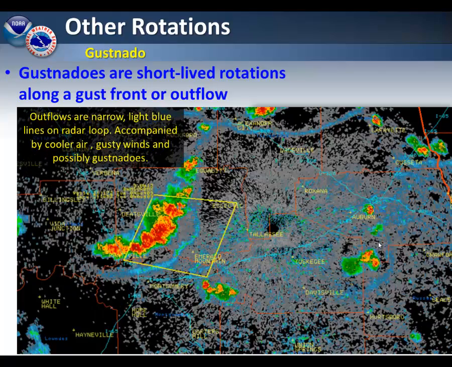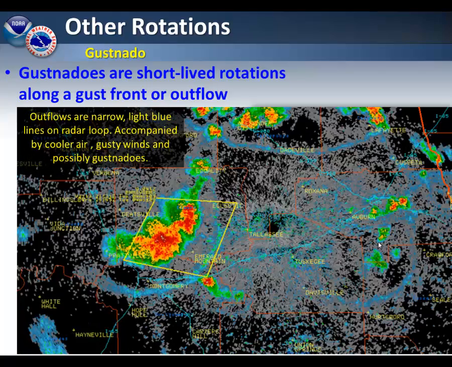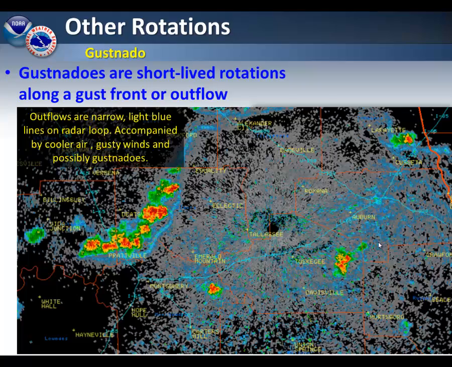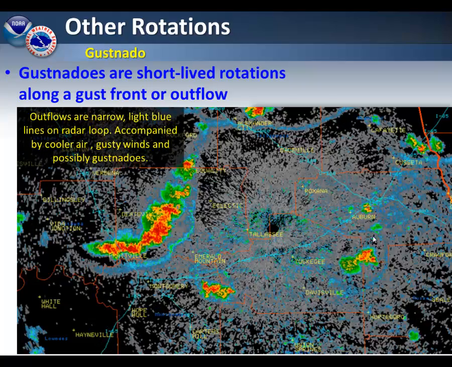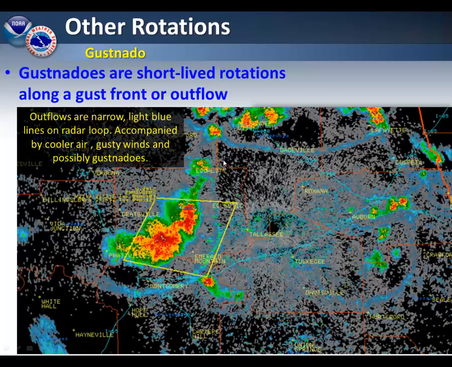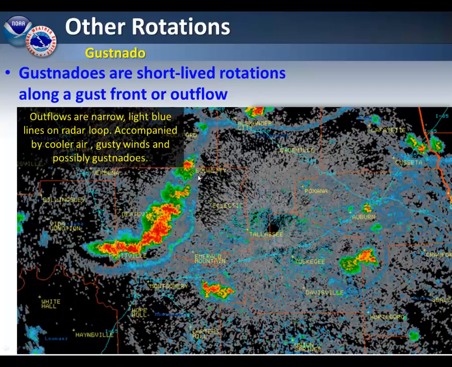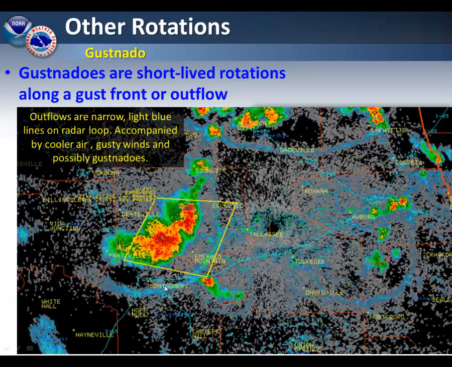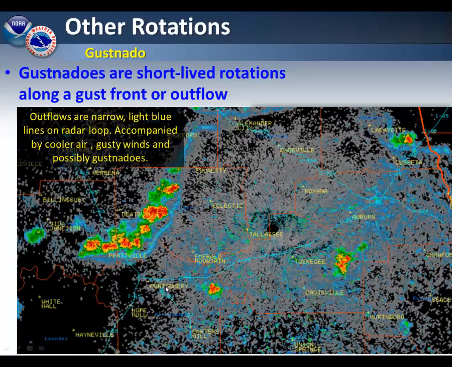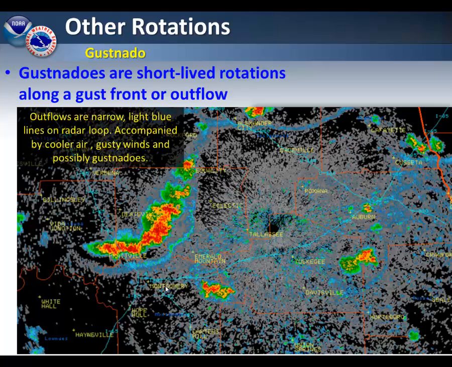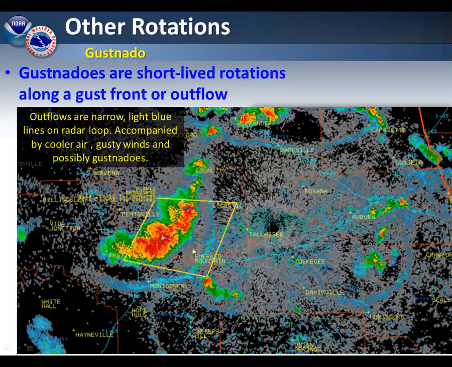Another type of rotation that you may see is called a gustnado. This is a short-lived rotation that's along a gust flow or an outflow. In this particular radar image, all these blue lines that are coming out from the thunderstorms are what we call gust fronts or outflow boundaries. These are accompanied by cooler air and gusty winds, and these are most likely where a gustnado would form.